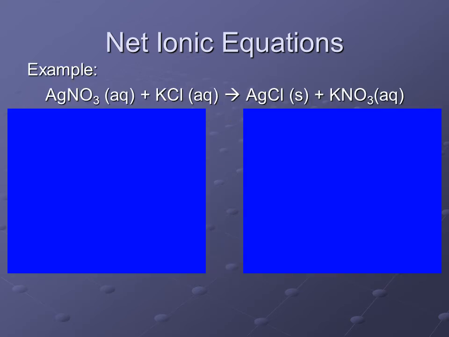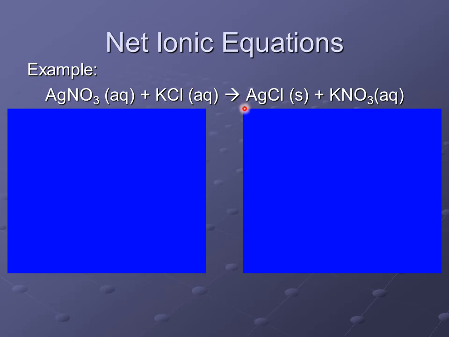Okay, let's say we start with silver nitrate and potassium chloride, both of them in solution. We have a beaker full of silver nitrate solution and a beaker full of potassium chloride, and we pour both of them into an even bigger beaker.